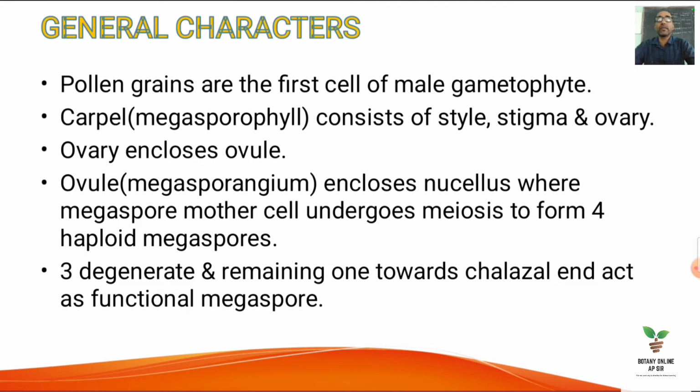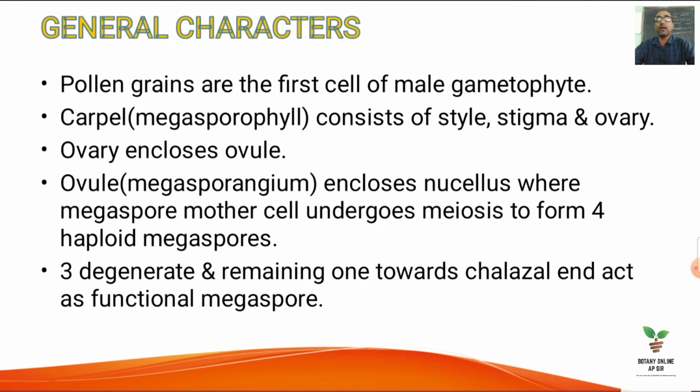Now let us come to the microsporangium. Inside the microsporangium or anther, your pollen grains or male gametes are formed. Microspores or pollen grains are formed. These pollen grains constitute the first cell of the male gametophyte. Got it? Pollen grains or microspores are the first cell of the male gametophyte.